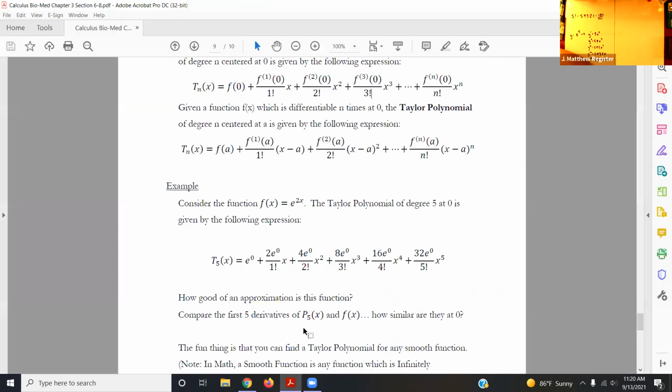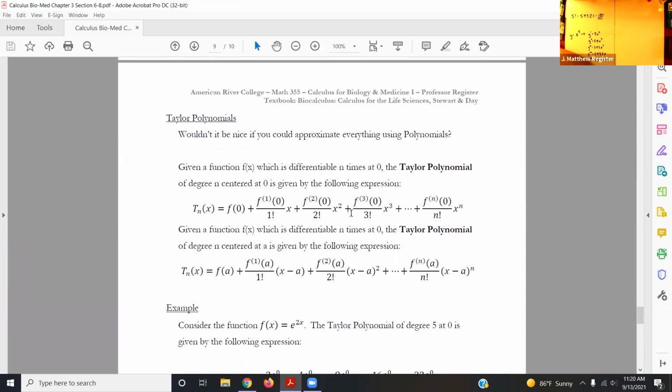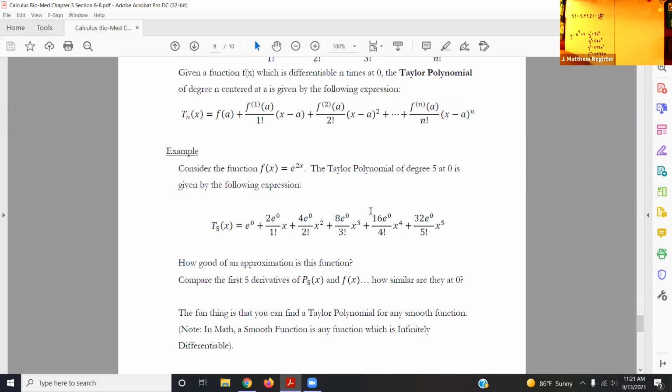So that's the idea with the Taylor polynomial. The Taylor polynomial is a polynomial which matches up with your starting function up to a certain number of derivatives. And when you do that, you get things which are very, very accurate. The fun thing is that you can find a Taylor polynomial for any smooth function, and it's going to be a reasonable approximation on a given interval.